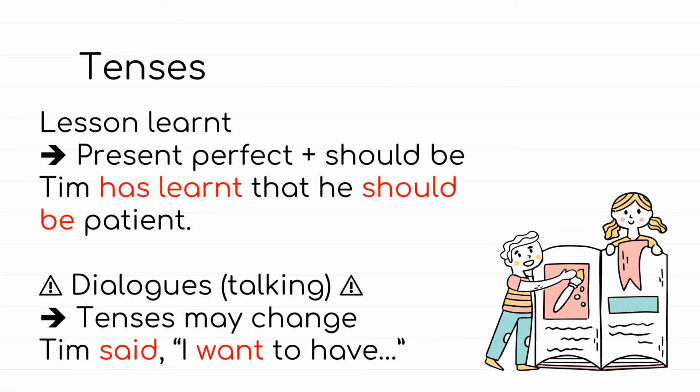At the end of a story, usually, the characters learn something. So when you're writing a lesson learned, you can use present perfect tense with should be. For example, Tim has learned that he should be patient.